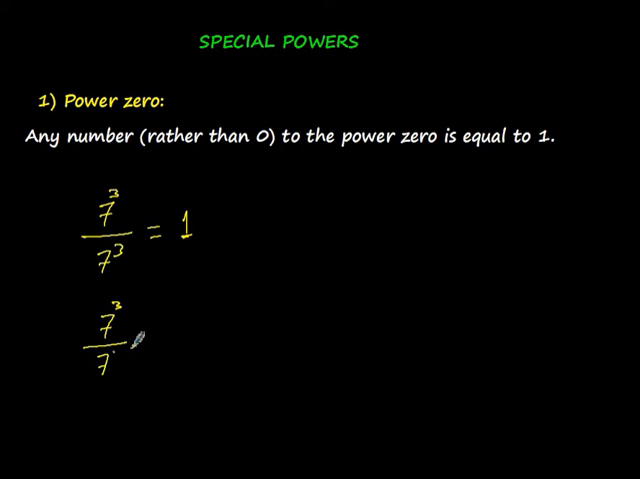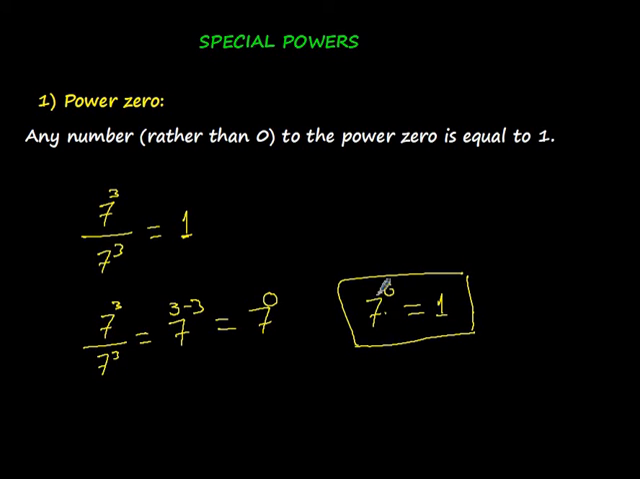It's logic. And we can deal with this situation by using the rule of dividing indices. So 7 power 3 divided by 7 power 3 simply equals 7, and you need to subtract the powers, so it will be 3 minus 3, which is equal to 7 to the power of 0. And now guys, we can identify that 7 to the power of 0 simply equals 1. We can write down the general rule: x to the power 0 equals 1, with one exception. 0 to power 0 is an undefined quantity.